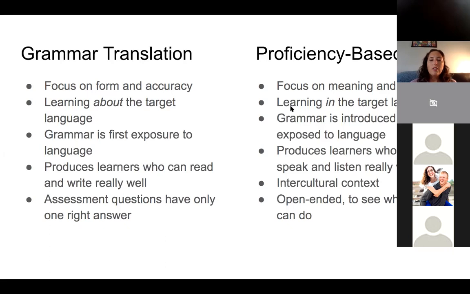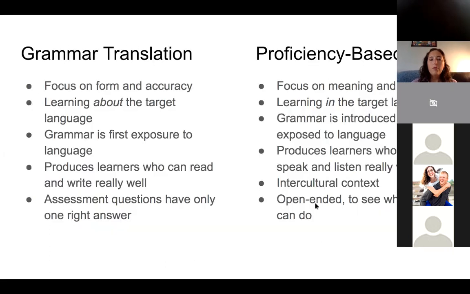The intercultural context is embedded in proficiency-based learning, whereas in grammar translation, it's usually taught as a separate component, a separate subject, or like a cultural box in the textbook. In grammar translation, assessments usually only have one right answer. It's a fill in the blank. You have to fill in the right verb with the right ending. Whereas proficiency based is more open-ended. Students can use circumlocution and play around with the language. It's not going to be perfect, but the goal is to be understood.